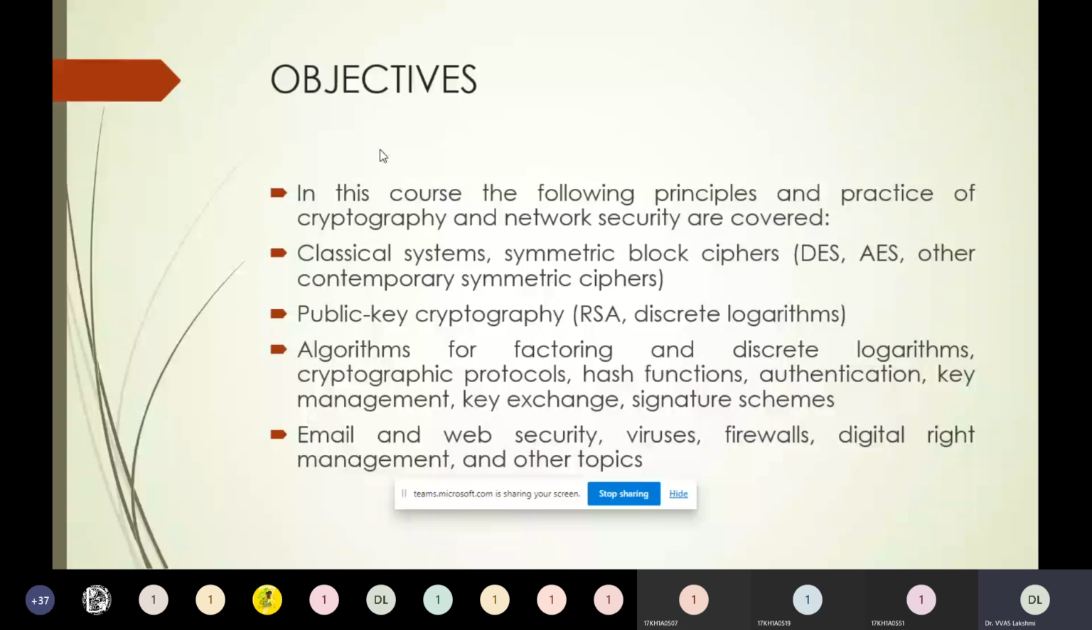So these are the objectives. Objective means what is the main aim or the main goal for learning a particular subject. So these are the main objectives for learning cryptography and network security. And here we are going to cover various techniques to encrypt the data.